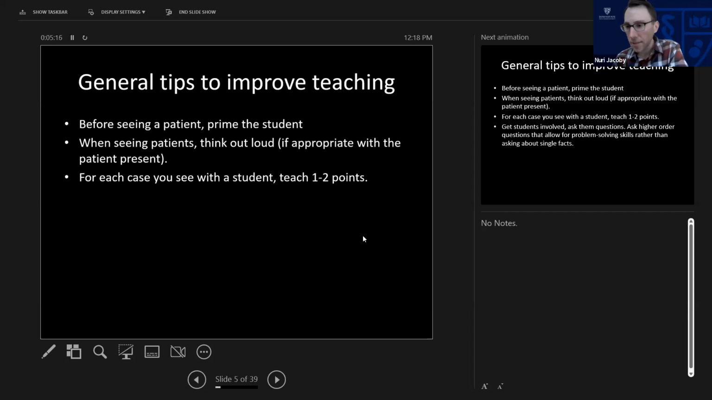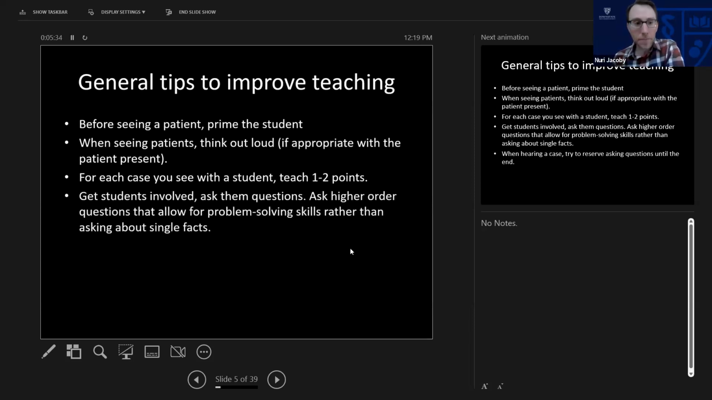For each case, even if it's really hectic, think of one or two teaching points. Use the 1-minute preceptor. Students will take it all in. If you have one thing to teach them, they're going to be so appreciative, even if it takes you 20 seconds. So really just try to get it in there. Get students involved, ask them questions, make it as active as possible, right? And don't just ask facts.